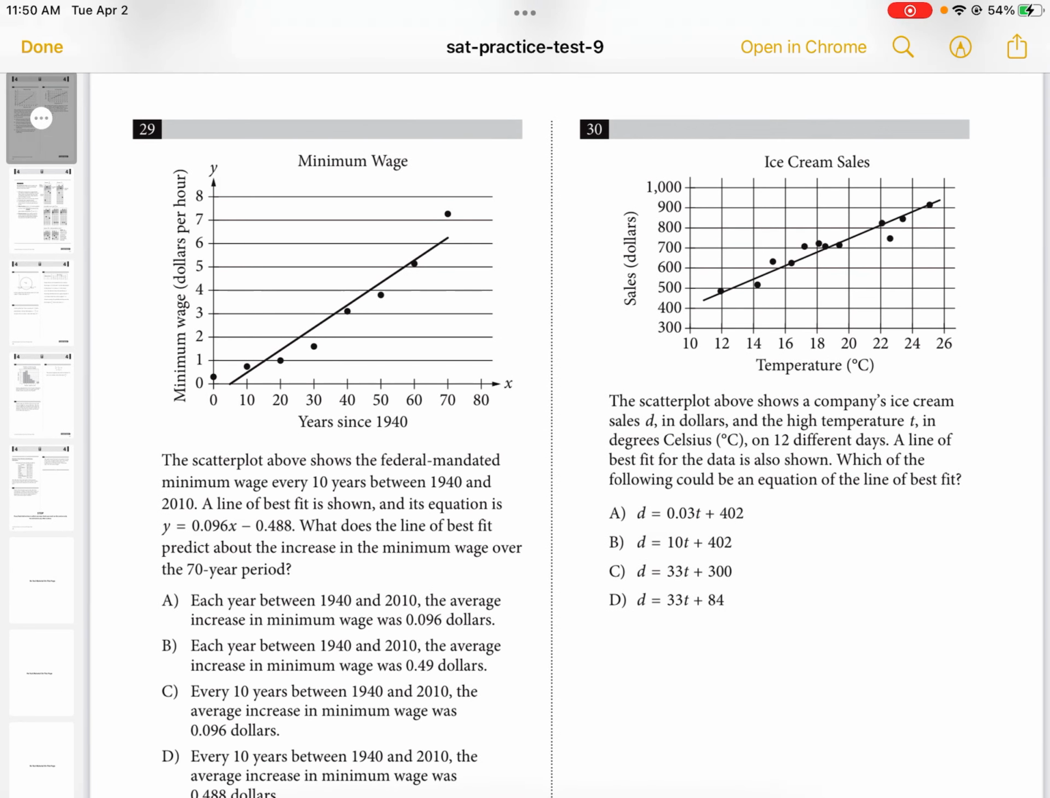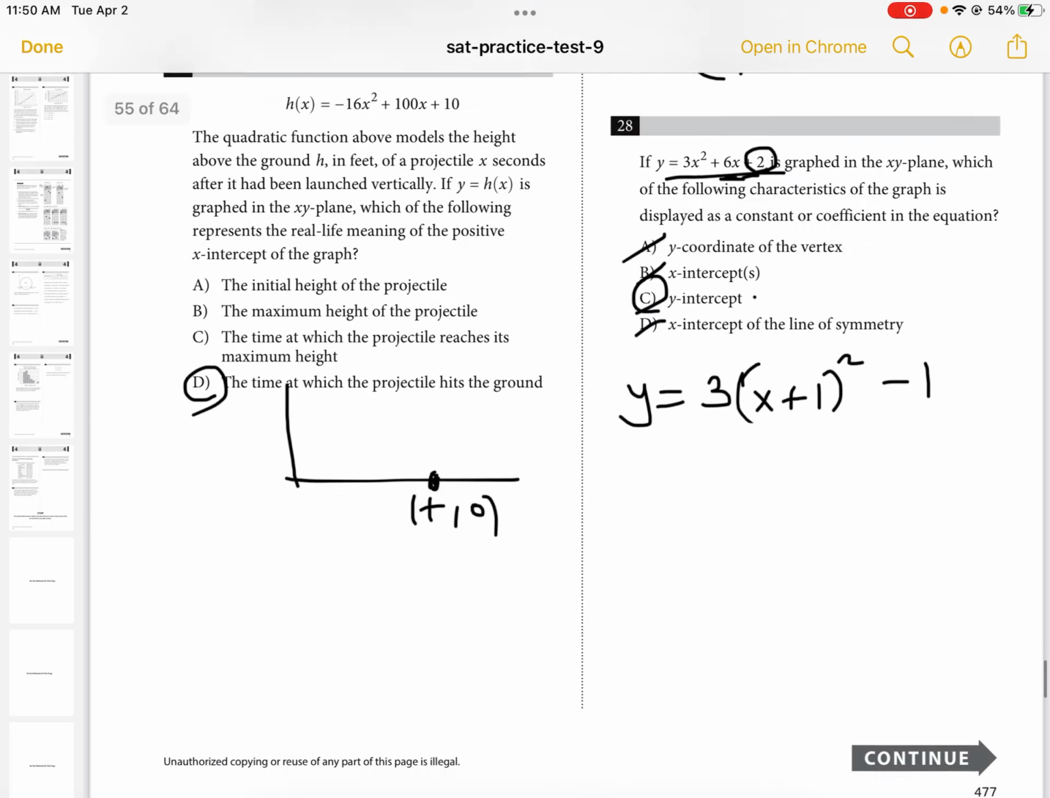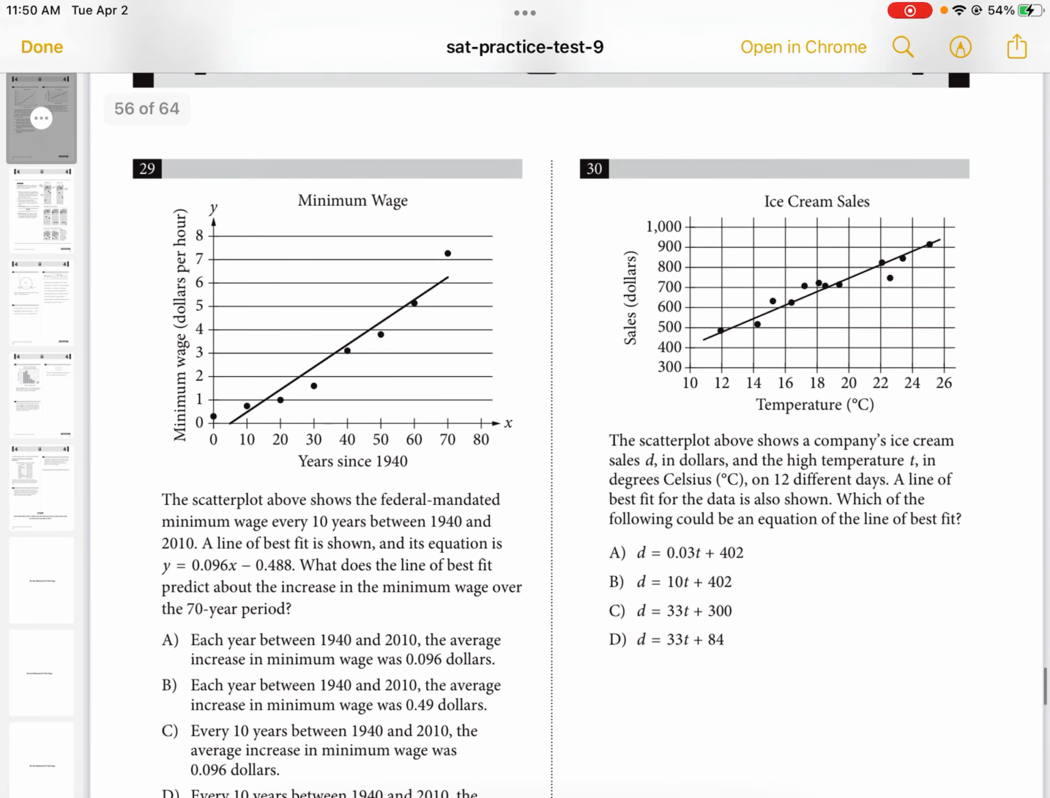Okay, let's move on to number 29. The scatterplot above shows the federal mandated minimum wage every 10 years between 1940 and 2010. So let's see. Let me make sure I answered all the questions. Yep.